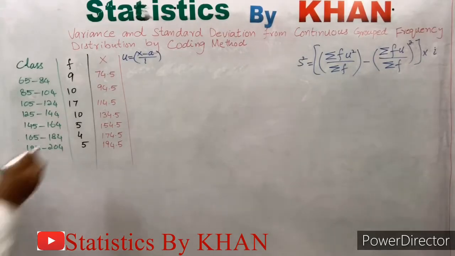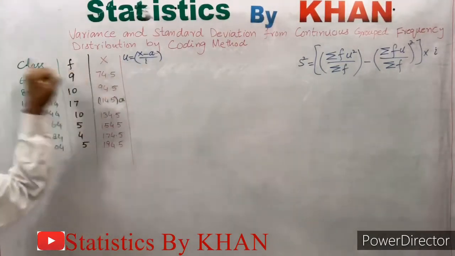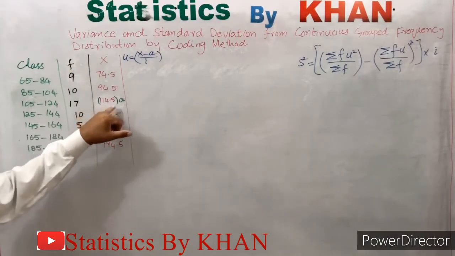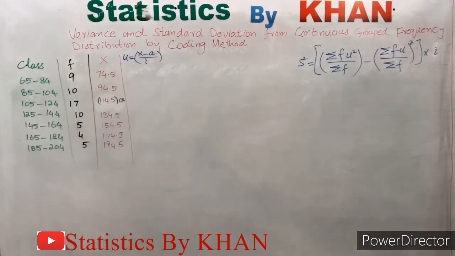114.5 is a. And i is the uniform class interval. So now what we will do, we will subtract this 114.5 from each value of x, and whatever we get, we will divide that by the class interval.